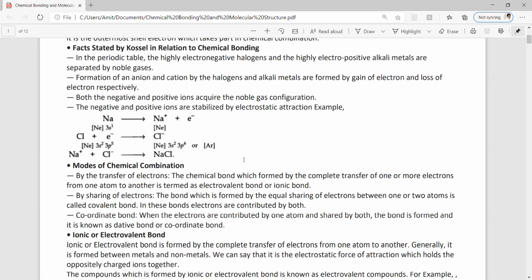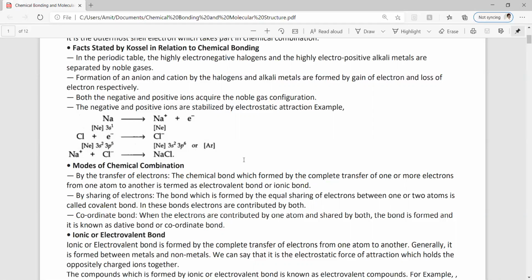So if you gain an electron, you become an anion. If you lose an electron, you become a cation. Anion is negative, cation is positive. Both the negative and positive ions acquire the noble gas configuration. What is a noble gas configuration? That they will have either 2 or 8 or 18 electrons in their outermost shell. The negative and positive ions are stabilized by electrostatic attraction.